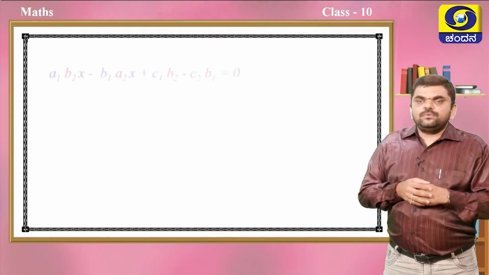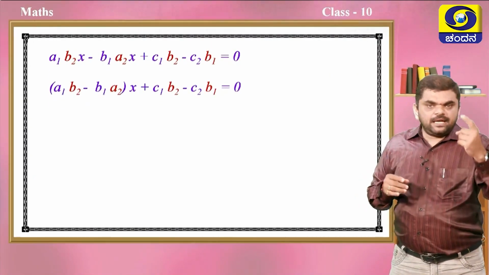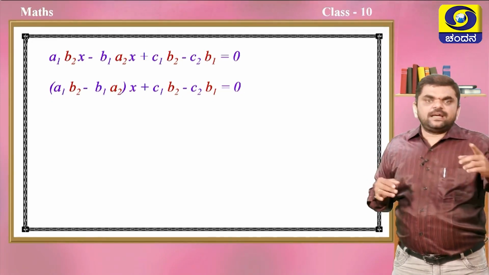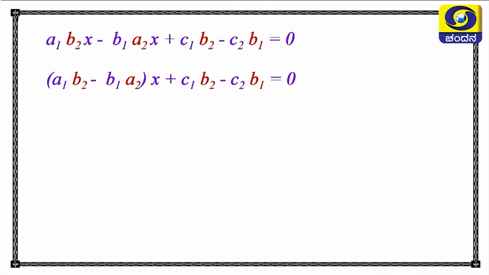Now what we do? Take out the common factor x. By taking the common factor x, we will get a1 b2 minus b1 a2 into x plus c1 b2 minus c2 b1 is equal to 0. Now transfer this constant to right side, that is RHS. We will get a1 b2 minus b1 a2 into x is equal to c2 b1 minus c1 b2.